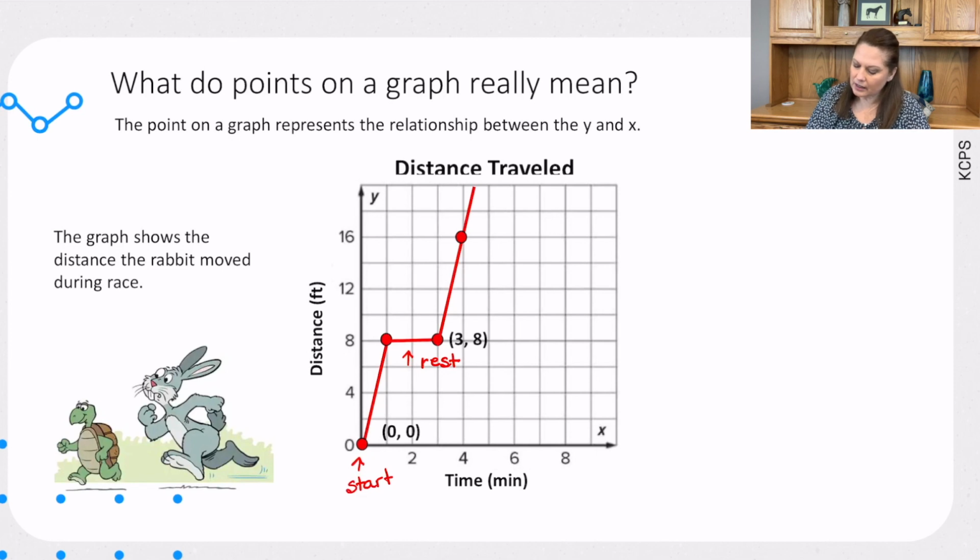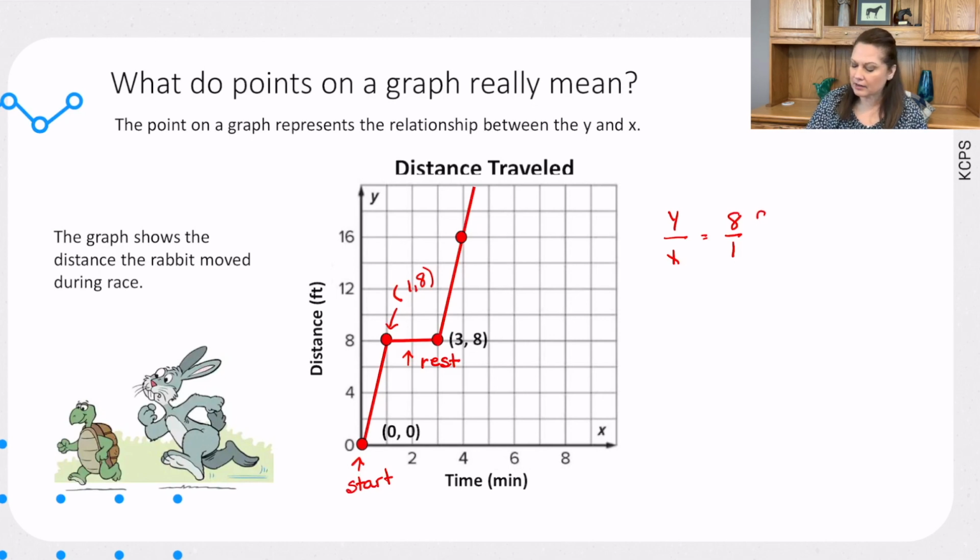And then you'll notice at minute 3, he probably sees the tortoise and goes, oh my goodness, I gotta catch up. And then he takes off again. All right. So when we look at these points, 0, 0, remember that's our starting point. We haven't done anything yet. And right here, our ordered pair is 1, 8. So that tells me that the constant of proportionality, at least for this particular point for the hare, is 8 over 1. 1's in my denominator, so I know that's my unit rate.